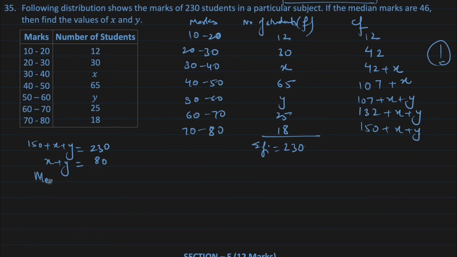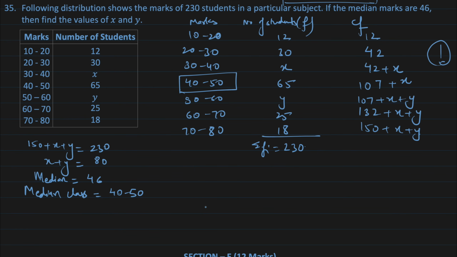Okay, and the median is given to you as 46. When the median is given, you can check which is the median class. You don't have to find it by n by 2. The median class is given, it's 40 to 50 because 46 is in between that, right? So that's your median class.